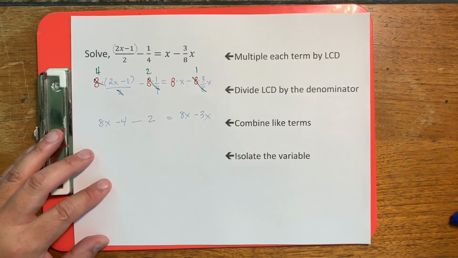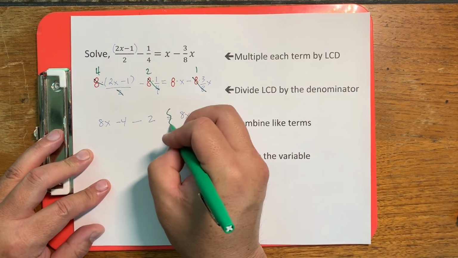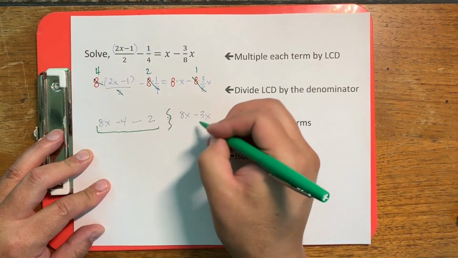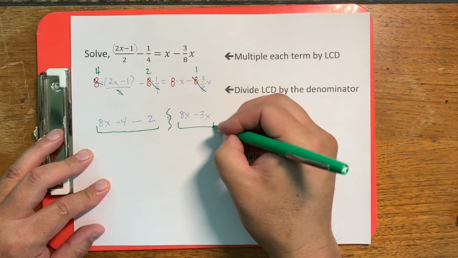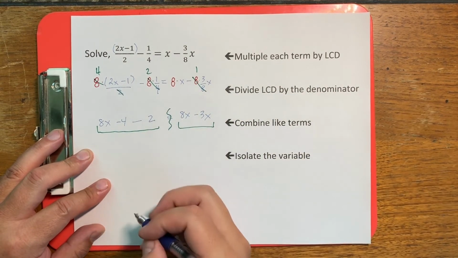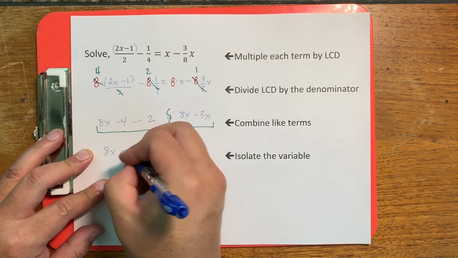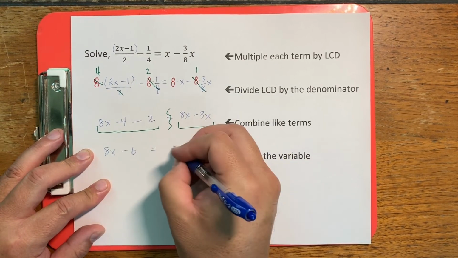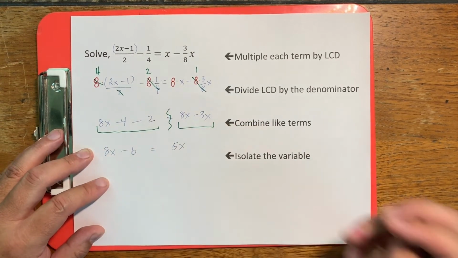So now let's combine like terms. Remember, when we combine like terms, there's a little wall there. You're going to combine this and you're going to combine that separately. So we'll get 8x minus 6 is equal to 5x.